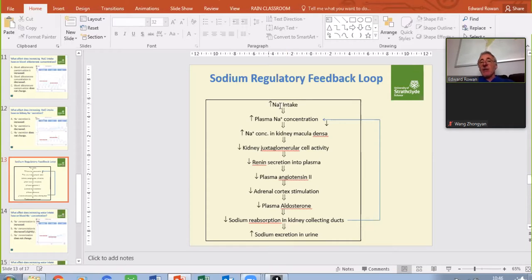So if you get an increase in sodium in your diet, that results in an increase in plasma sodium concentration, and that increase is detected by the specialist cells in the kidney called the macula densa, which are part of the juxtaglomerular apparatus that we saw in one of the earlier lectures. That means the filtrate of the plasma going into the nephron has a sodium concentration higher than a particular set point.